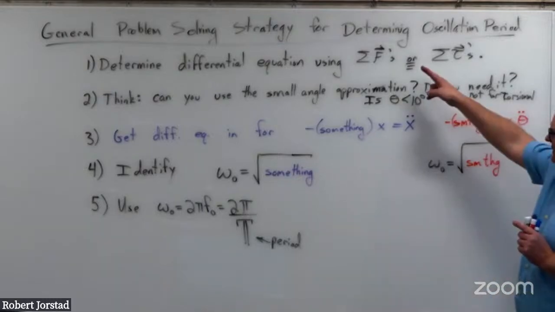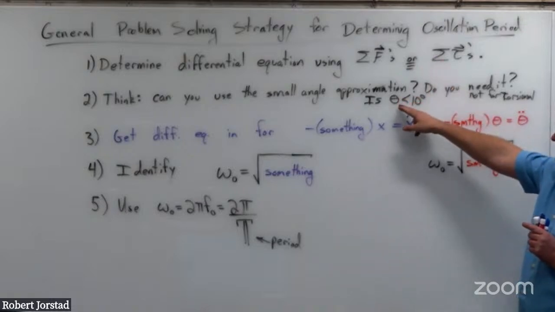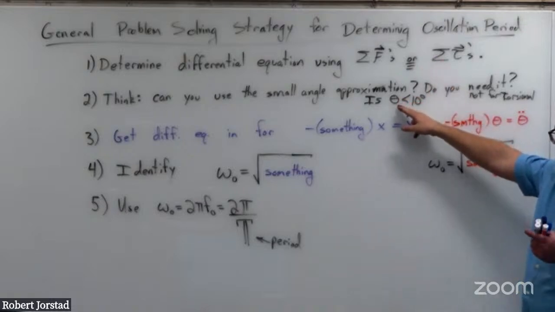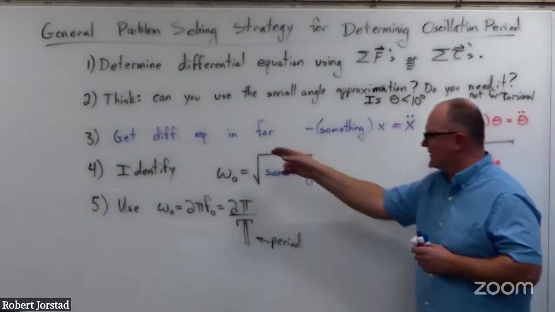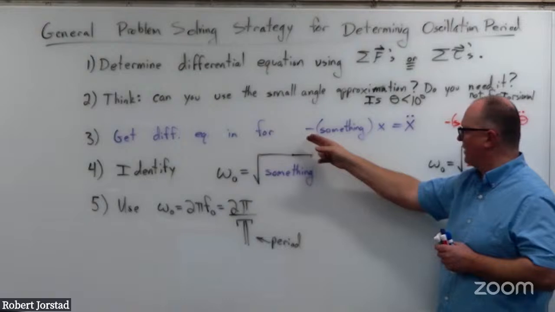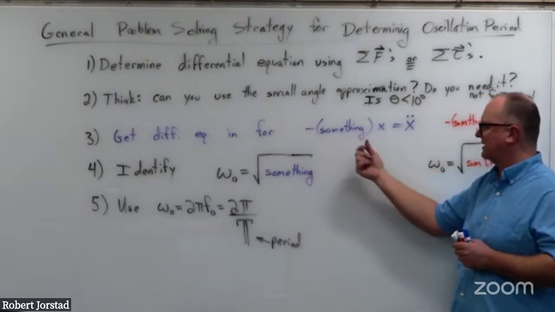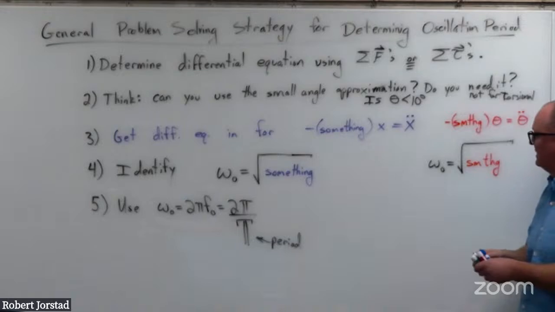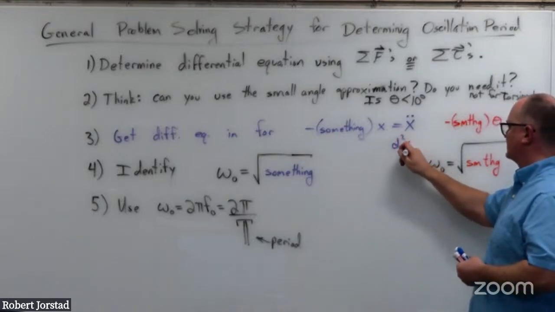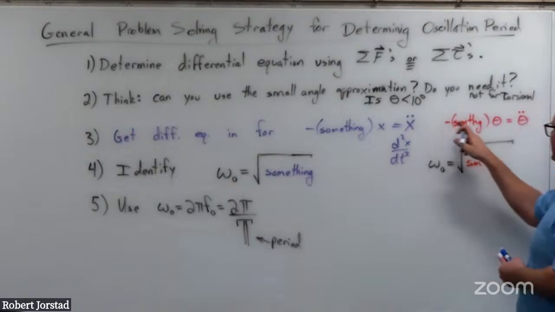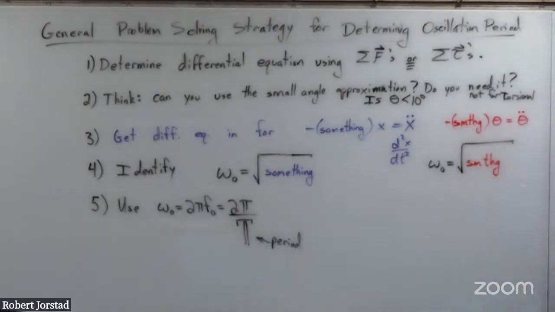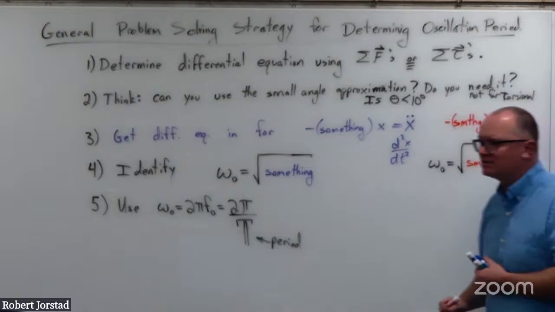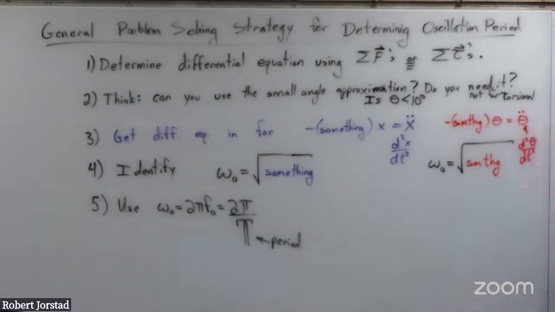Anyways, after you write your differential equation and determine if you can use the small angle approximation, or if you even need it, you need to get your differential equation in this form: negative something x equals x double dot, which is d squared x dt squared, or negative something theta equals theta double dot, which is d squared theta dt squared. Is that still on the screen? Just barely. Okay.